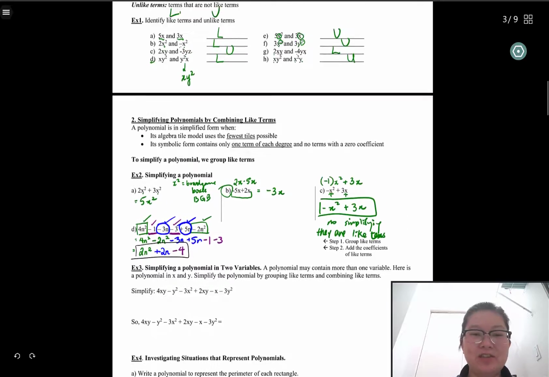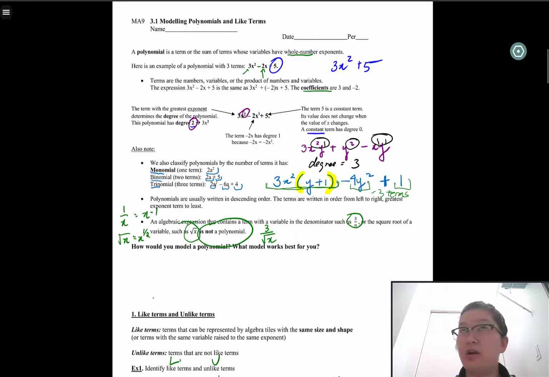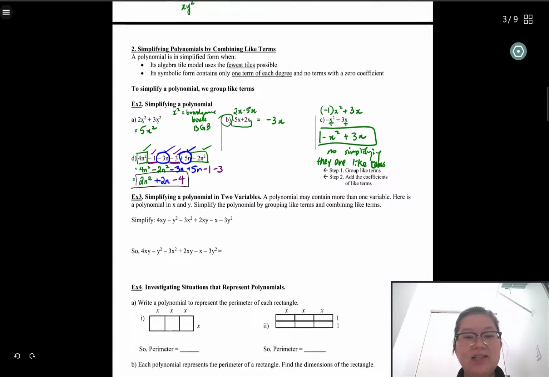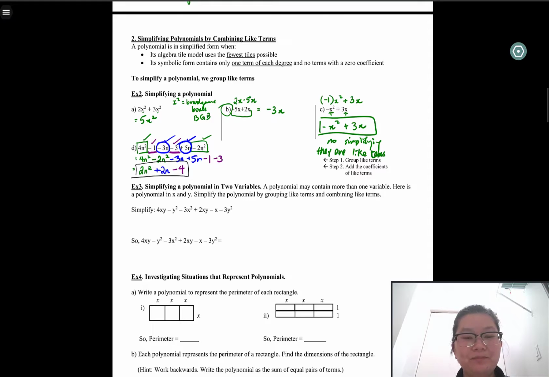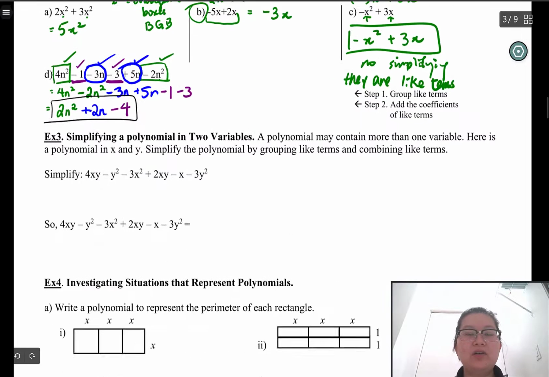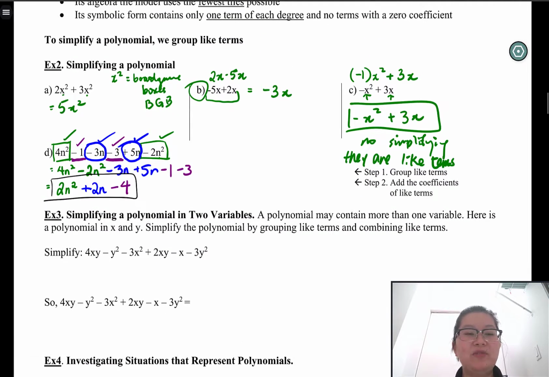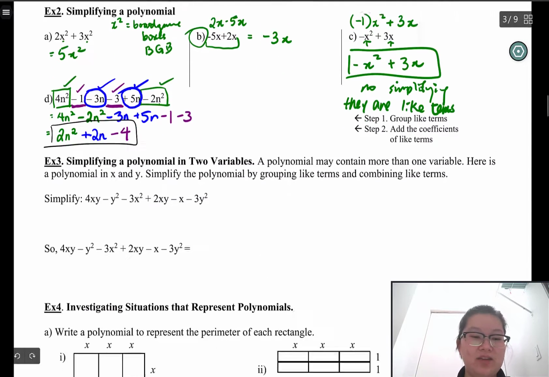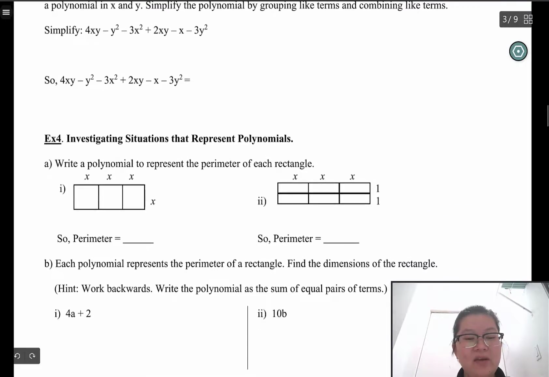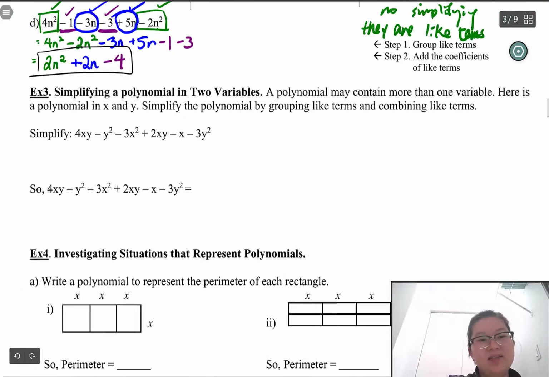In this video, this is part 3 of section 3.1, modeling and polynomials and looking at like terms. So what we did is we looked at examples of like and unlike terms. We looked at an example where we simplified a polynomial by combining the like terms. And in this video, we're going to look at a harder example with combining like terms and maybe a word problem as well. So let's get started.